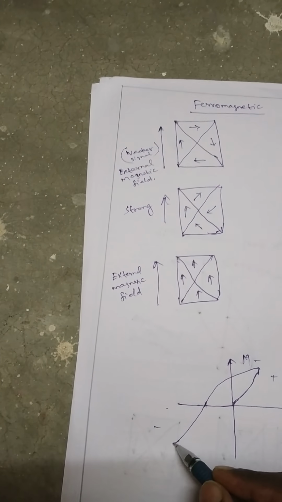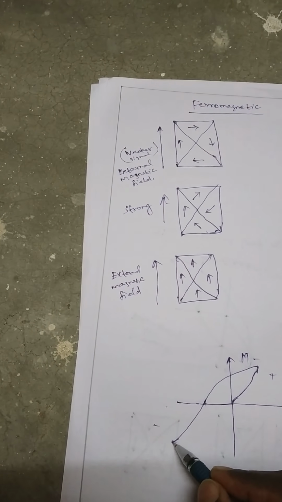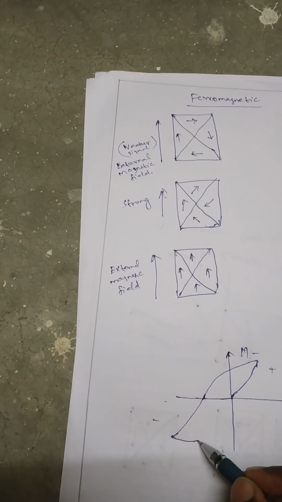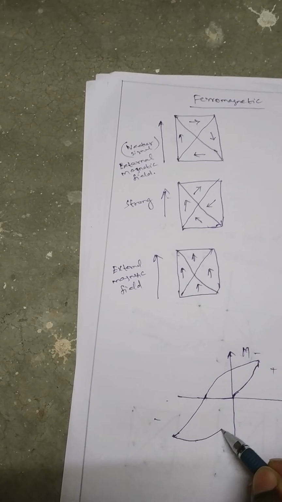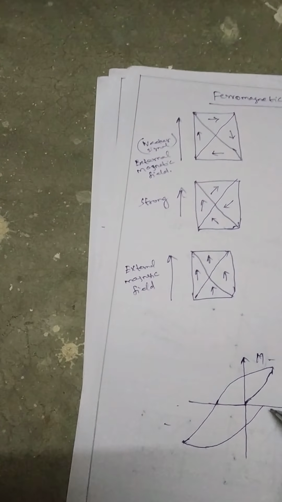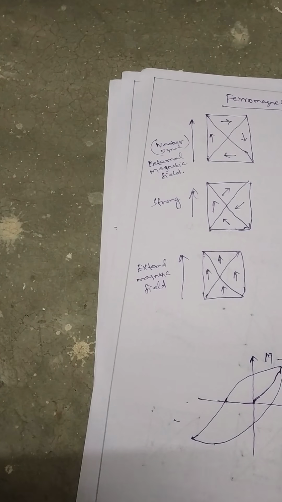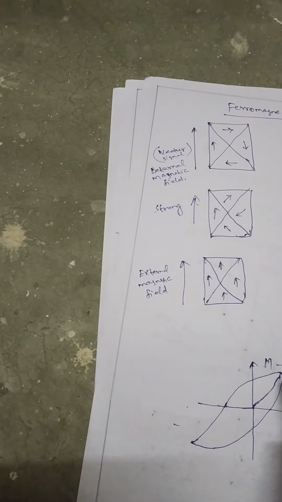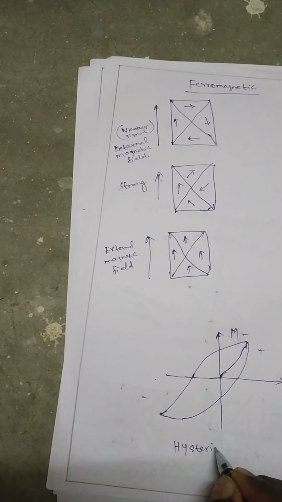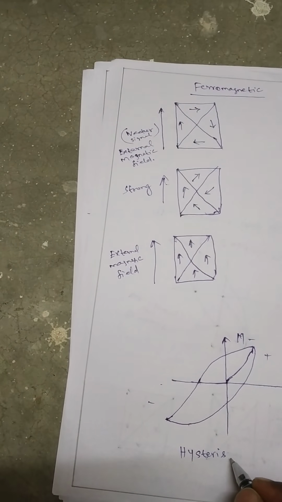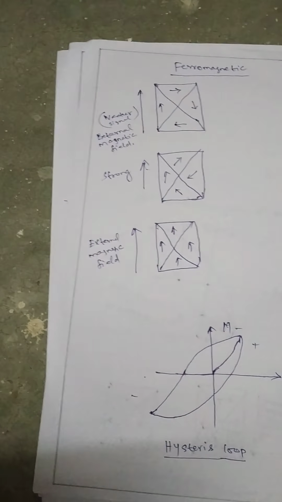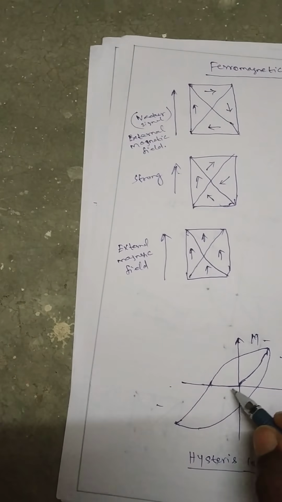Then again we start increasing the magnetic field. So now the magnetism also increases from negative to 0, then from 0 to its maximum level. So this forms a loop, which is called a hysteresis loop.